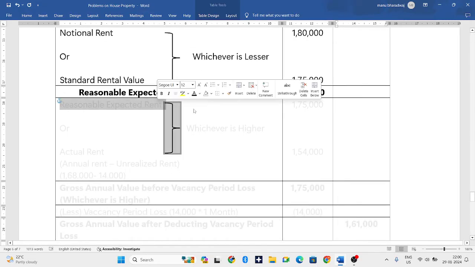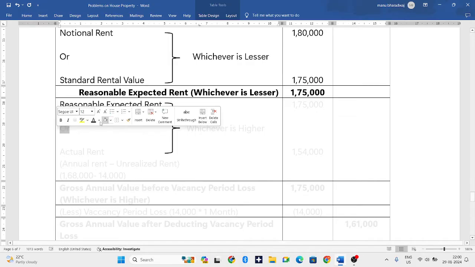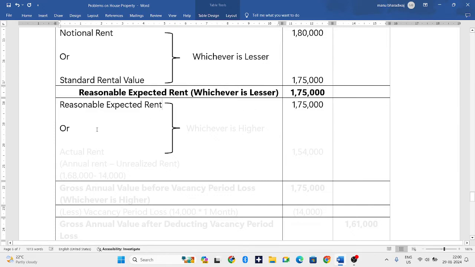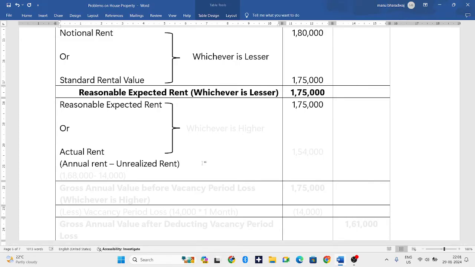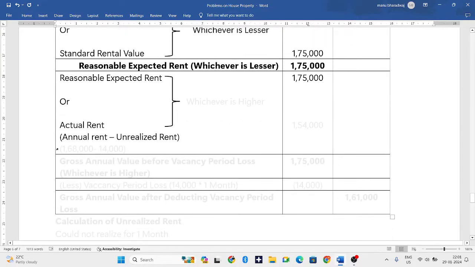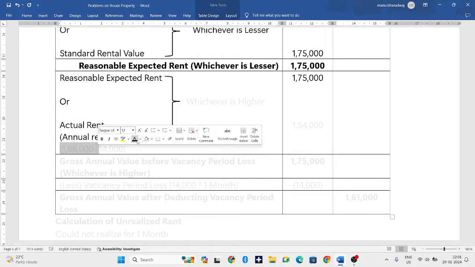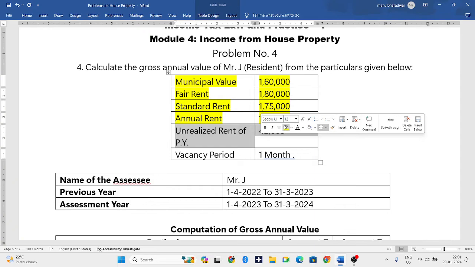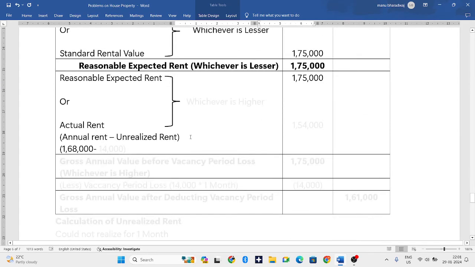Now we compare this reasonable expected rent with actual rent. Reasonable expected rent is 1,75,000. That reasonable expected rent will be compared with actual rent. The formula to find out the actual rent is annual rent minus unrealized rent. In the question they have given annual rent, annual rent is 1,68,000. Unrealized rent is 42,000. They have given it directly.